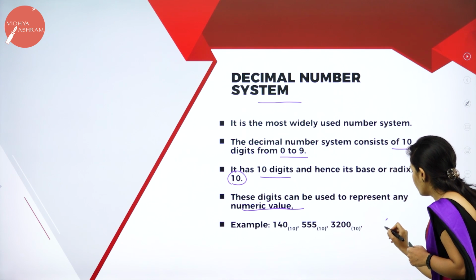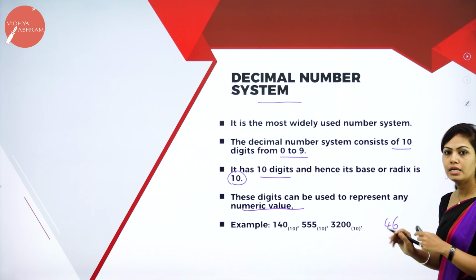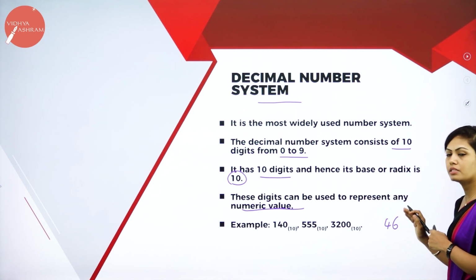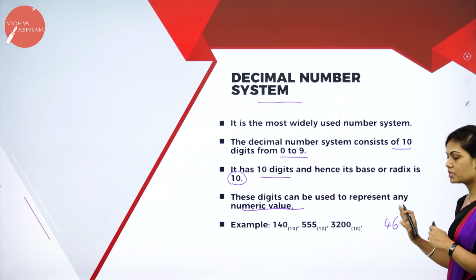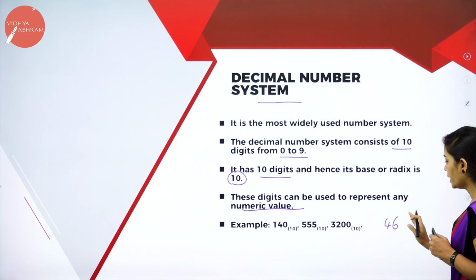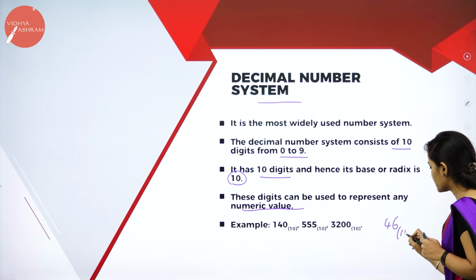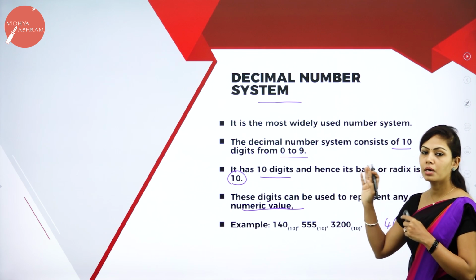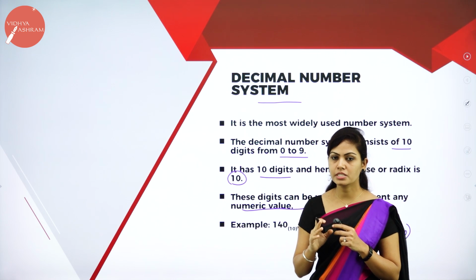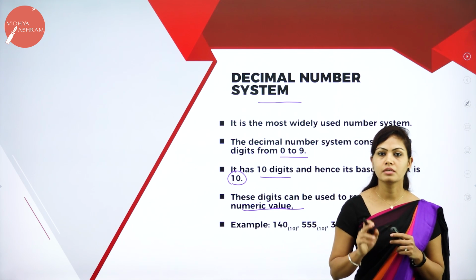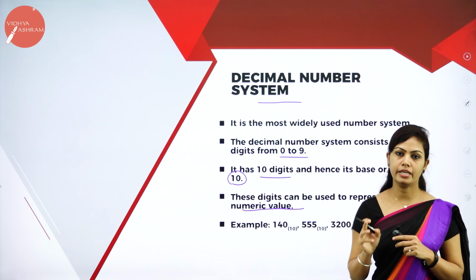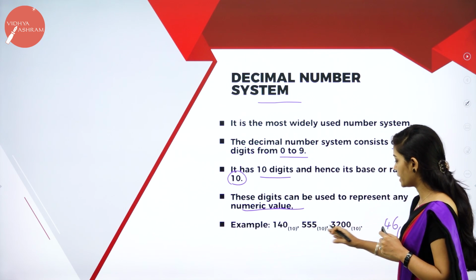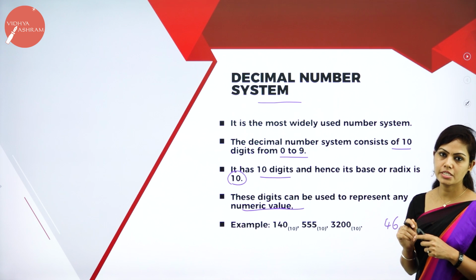Generally, 4 and 6 I can call a decimal number too, but without representing the base value, generally we call this a decimal value. So for a decimal number, we have to represent the base value 10. Clear? This is decimal number system. It consists of 10 digits from 0 to 9. The base value is 10. These are the examples for decimal number system.